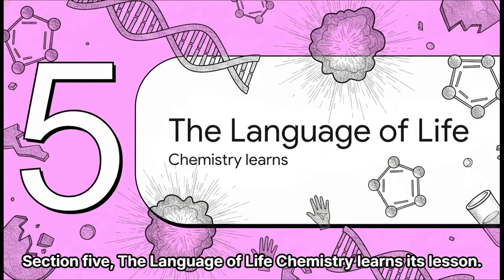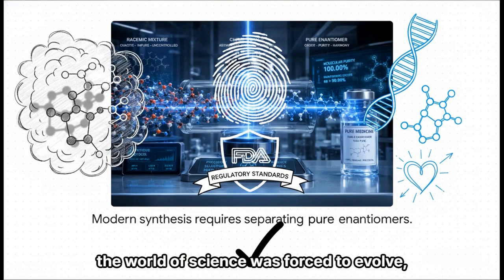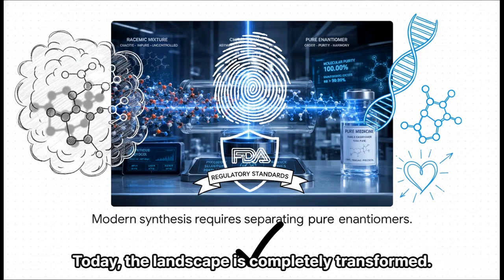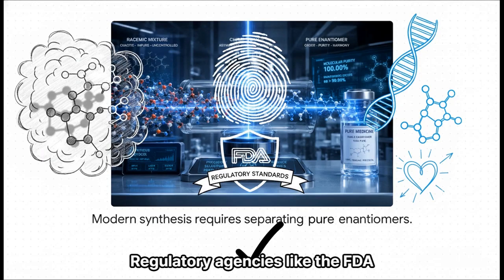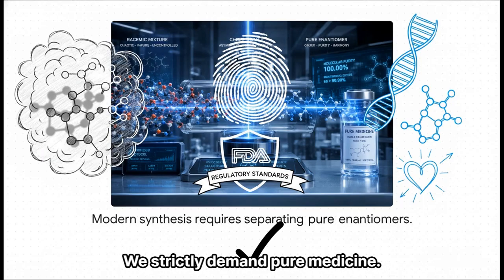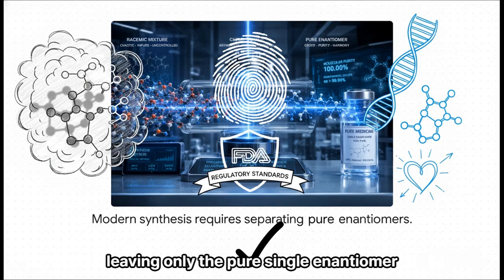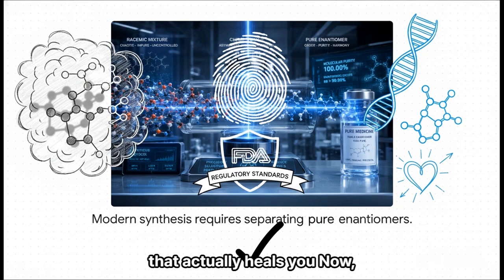Section 5. The language of life. Chemistry learns its lesson. Now, in the aftermath of that immense tragedy, the world of science was forced to evolve. And thankfully, it did. Today, the landscape is completely transformed. Regulatory agencies like the FDA completely overhauled their rules. Now every single new drug submission requires full stereochemical characterization. We strictly demand pure medicine. That shadow twin absolutely must be controlled and removed, leaving only the pure single enantiomer that actually heals you.